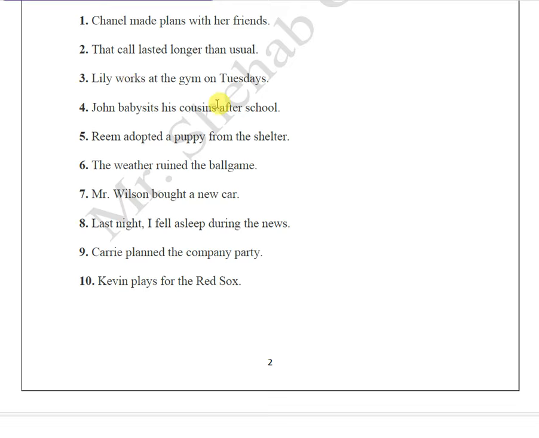Lily works at the gym on Tuesdays. Works what? At the gym is not an answer. So the verb works is an intransitive verb. John babysits his cousins after school. Babysits what or whom? His cousins is the direct object of the transitive verb babysits. You can do that with the rest of the examples and tell me in the comments and I will reply back.